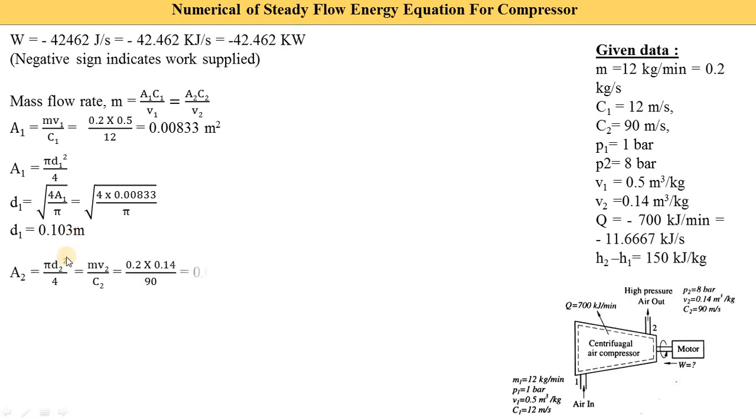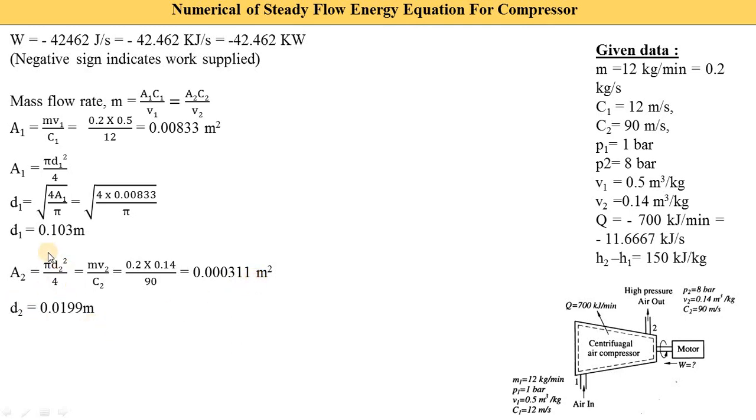Then after that we find A2. A2 is equal to pi D2 square by 4. Here we did it separately, but here it is directly written: A2 is equal to pi D2 square by 4 is equal to MV2 upon C2. These two equations are combined and directly find the area. So first we find the area, with M 0.2, V2 0.14 and C2 is 90. Then we get A2, which is equal to 0.000311 meter square.